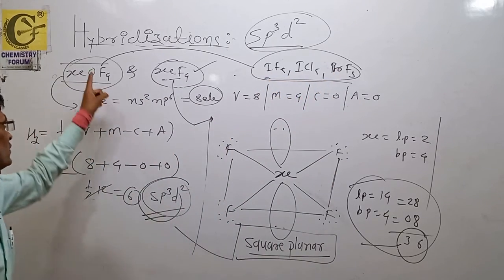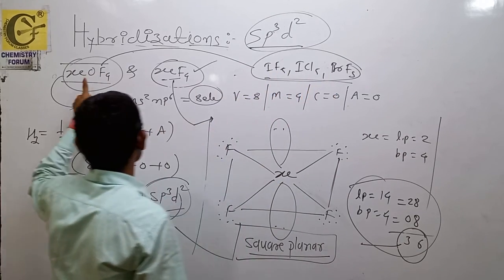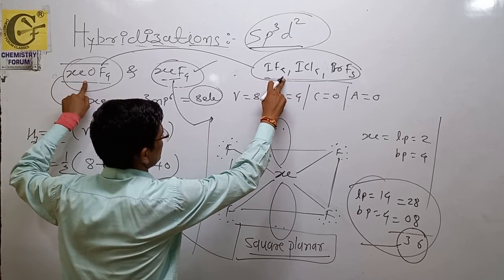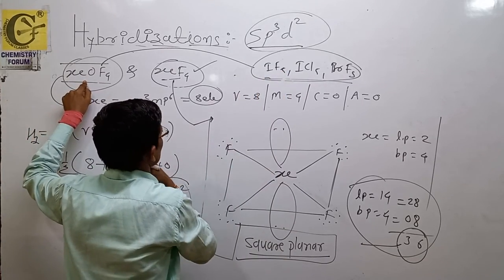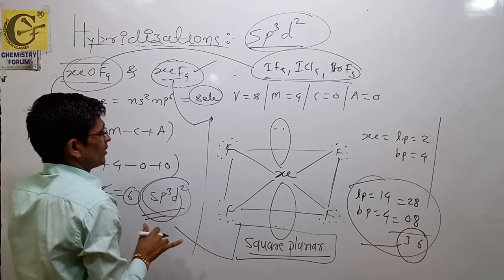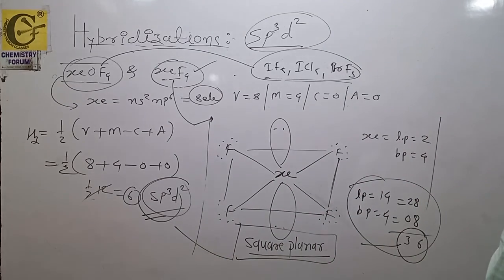That's why these examples IF5, ICl5, BrF5 and XeOF4 are called isostructural, but XeF4 is neither isostructural nor isoelectronic. When we call something isostructural, the geometry must be similar. When we call it isoelectronic, the number of electrons must be similar.